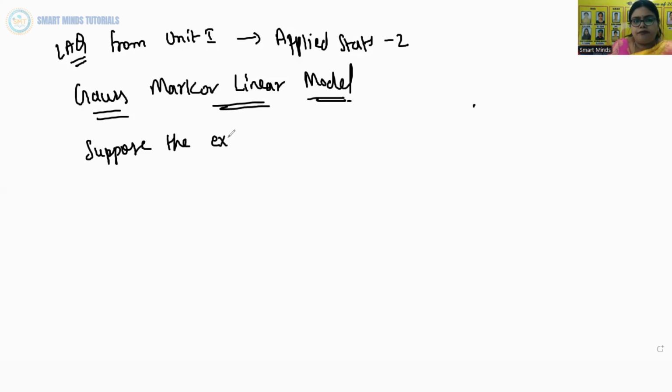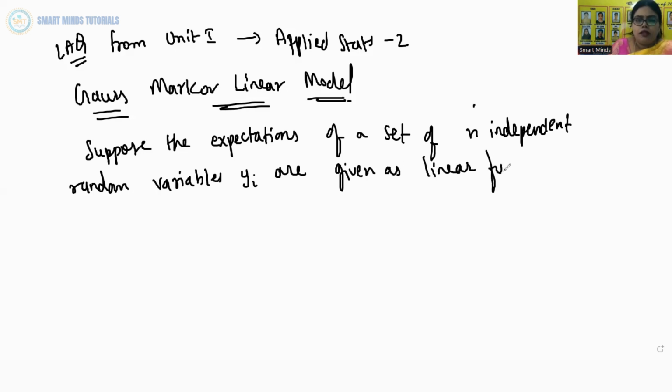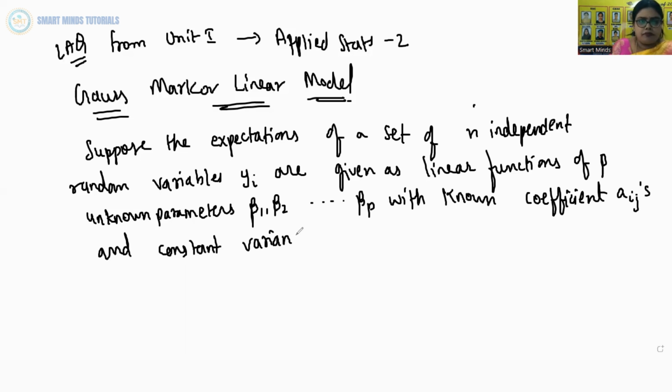Suppose the expectations of a set of n independent random variables yi are given as linear functions of p unknown parameters beta 1, beta 2, so on up to beta p, with known coefficients aij's and constant variances sigma square.